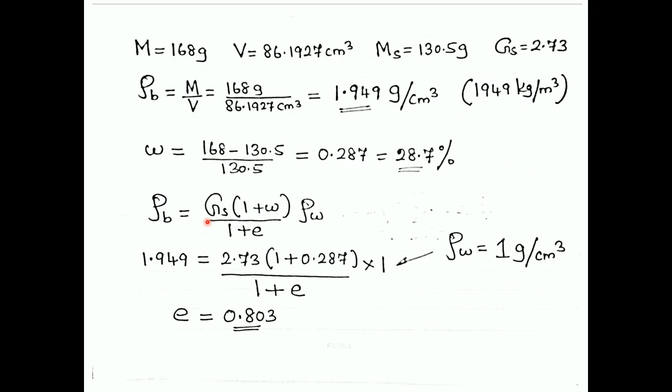Then what is the void ratio? We could make it the subject, or it doesn't matter, directly put in the data. Rho b is equal to 1.949 gram per centimeter cube, Gs 2.73 plus the water content, into rho w. Because this is gram per centimeter cube, the density of water should be in gram per centimeter cube. Rho w is equal to 1 gram per centimeter cube. Put not 1000, put 1, over 1 plus e. e is equal to 0.803.